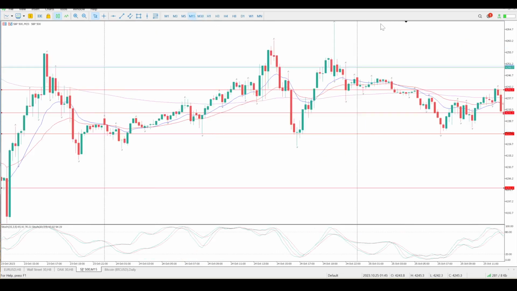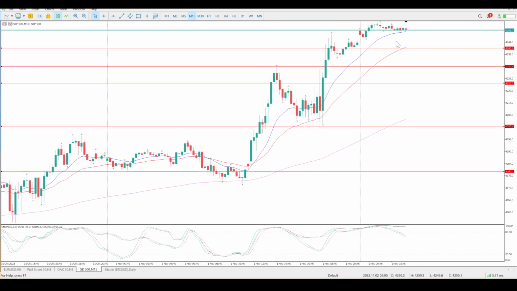Right, let's get down to the 15-minute. That's what we're looking for. So we're looking for a pullback to 42.41, or alternatively 42.32, and also 42.23. 4200 would also be an opportunity.